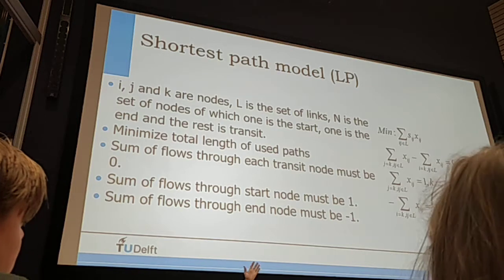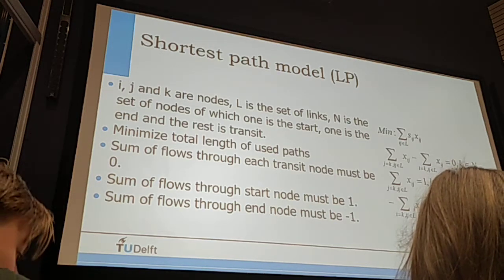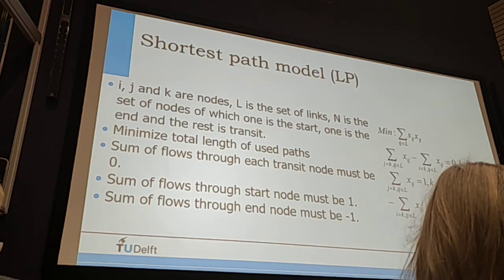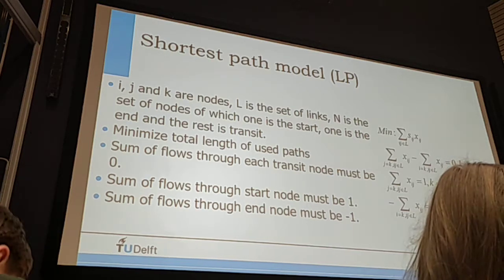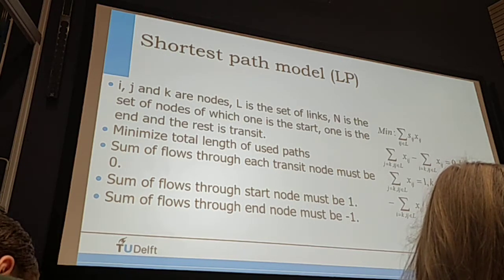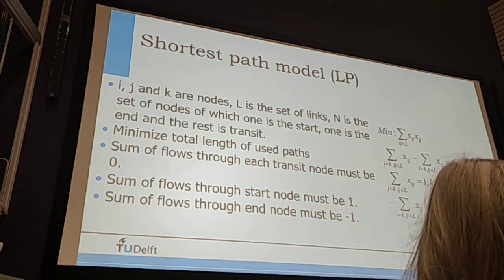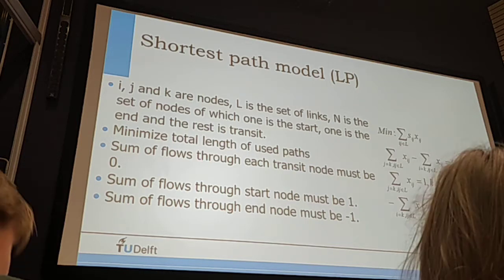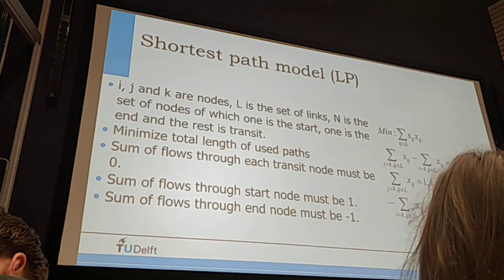So the top one basically is our objective. The second row is basically the incoming minus the outgoing links for each node, which must add up to 0 for each node, with the exception of the start node, at which it must be 1, and the end node, at which it must be -1. So for this we can just create a simple LP model.